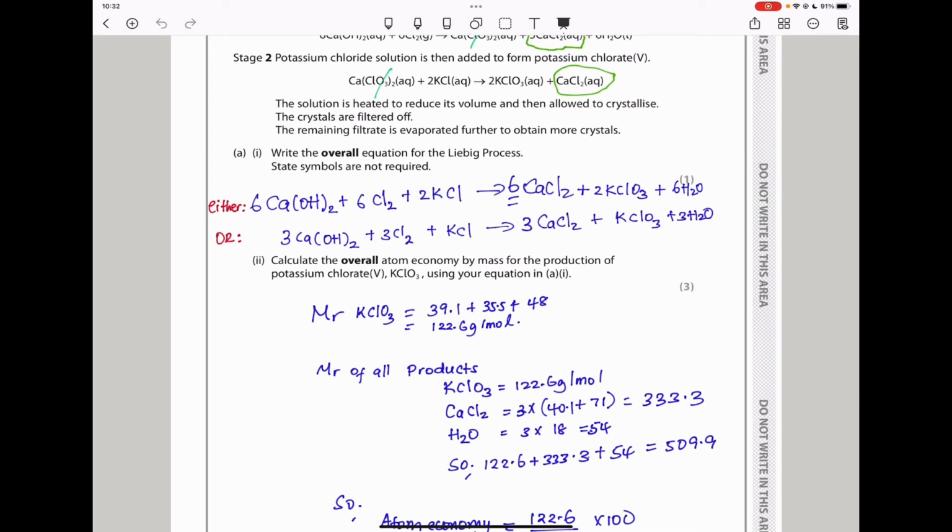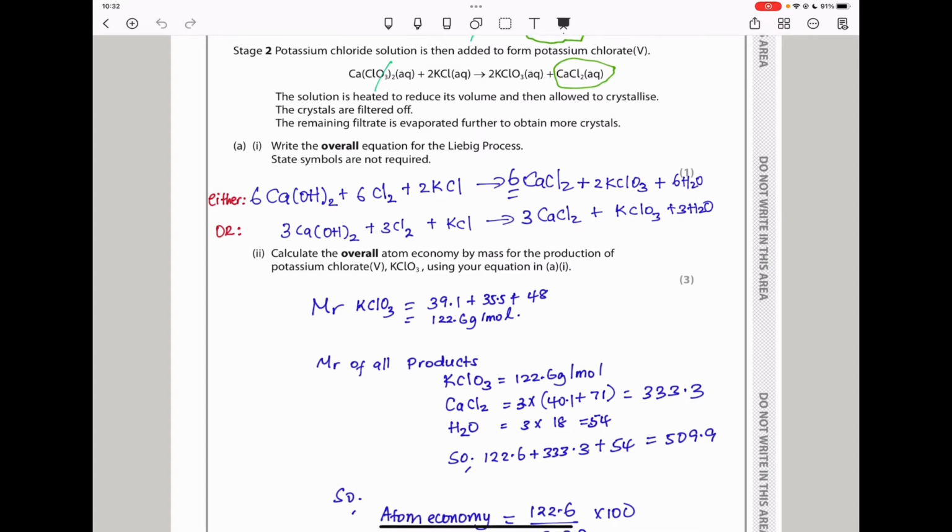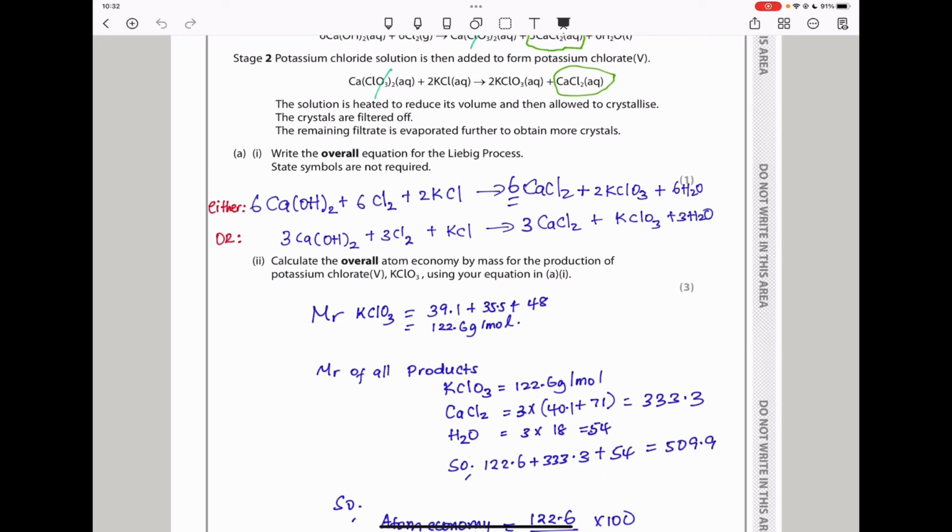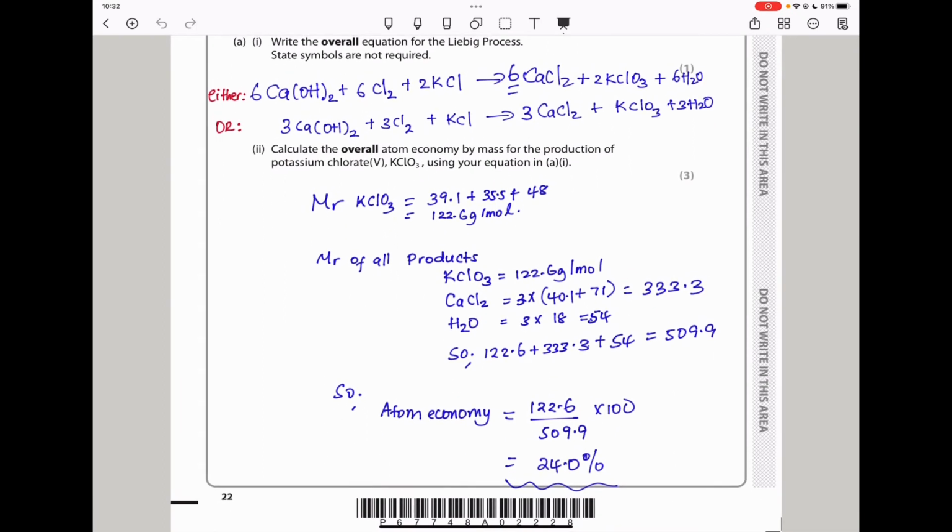Then the molar mass, remember we are calculating atomic economy, so we need to find the molar mass. The molar mass of the products we have, the molar mass of this is that. This is the major product. This is for all the other products. So we know that atomic economy is going to be the molar mass of the intended product divided by the molar mass of all products times 100. So that here divided by that times 100 gives us 24.0%. That is the overall atomic economy.